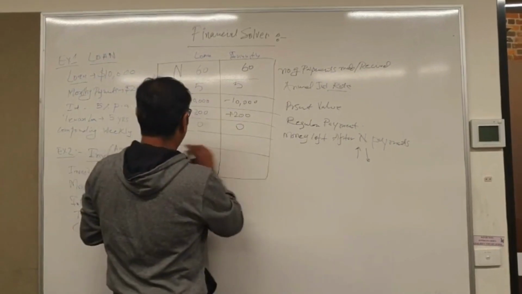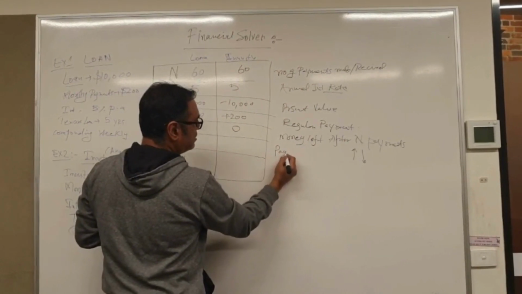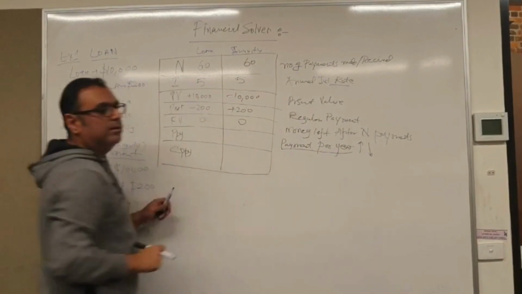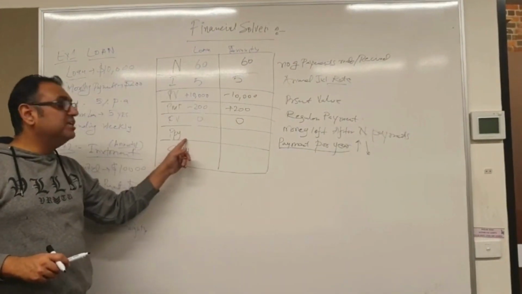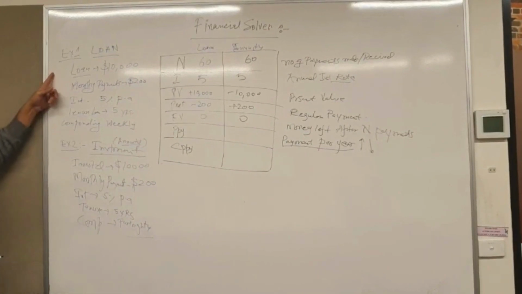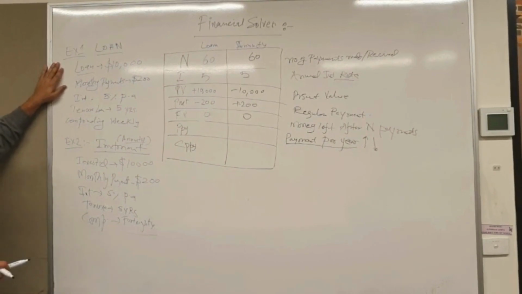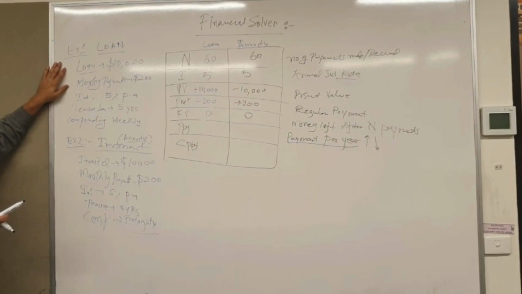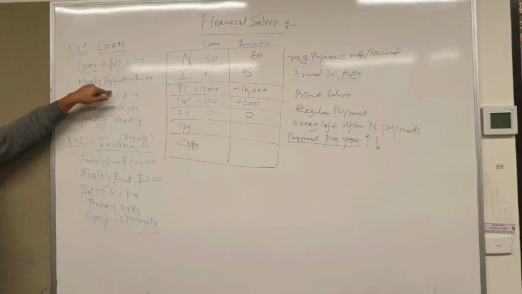PPY is the payments per year. How many payments am I receiving in a year? This Y is a year. In this case, Michelle, in loans, how many times am I paying in a year? No, it says monthly payments. So it will be monthly. How many payments in a year if you're paying monthly? 12.